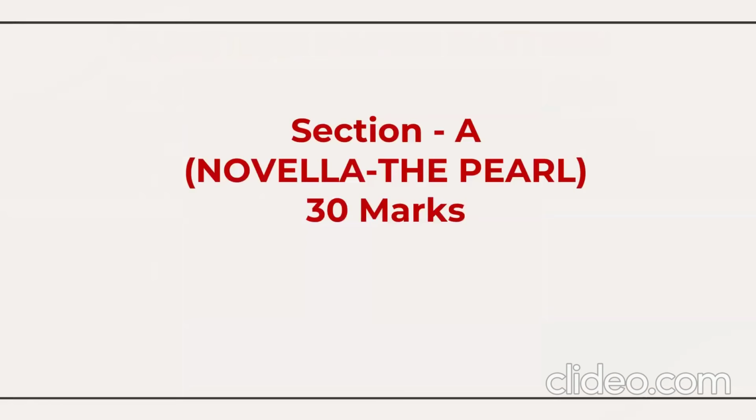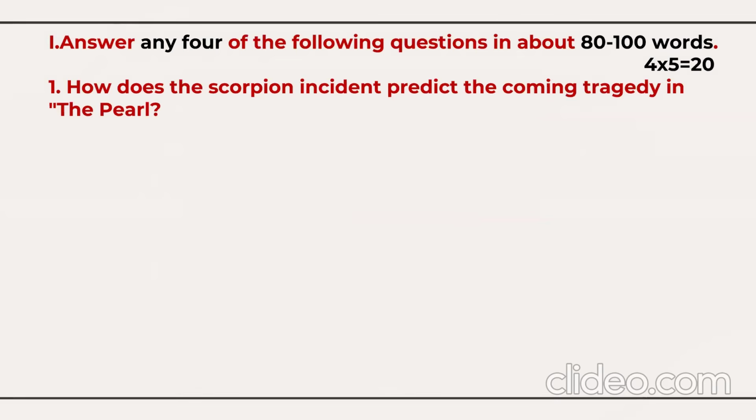To begin with, section A, the novella The Pearl by John Steinbeck. Remember, this section has the weightage of 30 marks. 5 marks, 4 questions, and 10 marks, 1 question, no 2 marks questions, right? So the very first question for 5 marks: how does the scorpion incident predict the coming tragedy in the novel The Pearl?